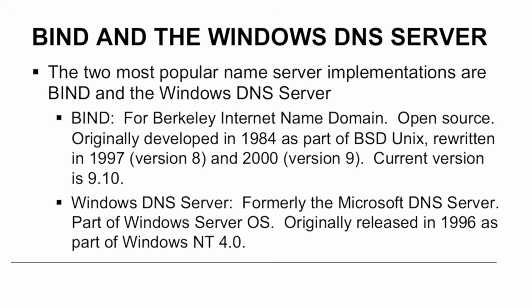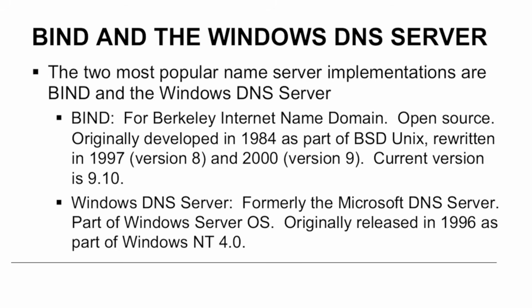Maintenance of Bind passed from Berkeley to ISC, the Internet Software Consortium, in the 1990s. ISC released a rewritten version of Bind called Bind 8 in 1997, again, trying to sync release numbers with other software. And they released another rewrite called Bind 9 in 2000.